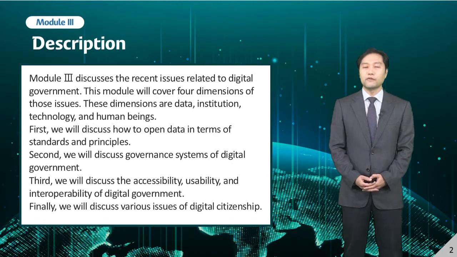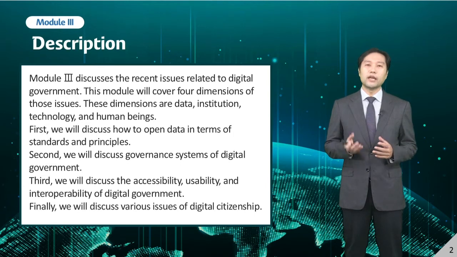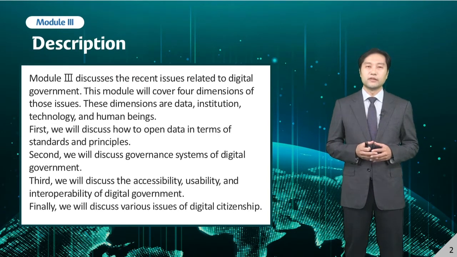This module will cover 4 dimensions: data, institution, technology, and human beings. First, we will discuss how to open data in terms of standards and principles. Second, we will discuss governance systems of digital government. Third, we will discuss the accessibility, usability, and interoperability of digital government. And then the final issue will include the various issues of digital citizenship, such as digital literacy and digital inclusion.